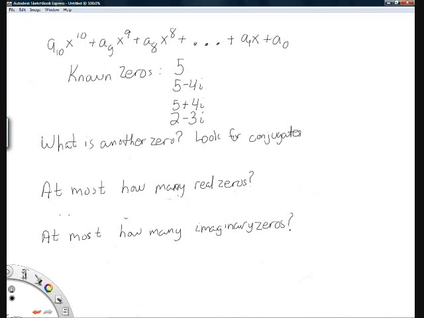So now I have a new problem upon the screen here. This time it is of degree 10. And our known zeros are going to be 5, 5 minus 4i, 5 plus 4i, and 2 minus 3i. So again, the first question is, what is another zero? You're looking for conjugates. Well, 5 minus 4i and 5 plus 4i are already conjugate pairs. So the only possible one here is going to be 2 plus 3i. That's the only one.